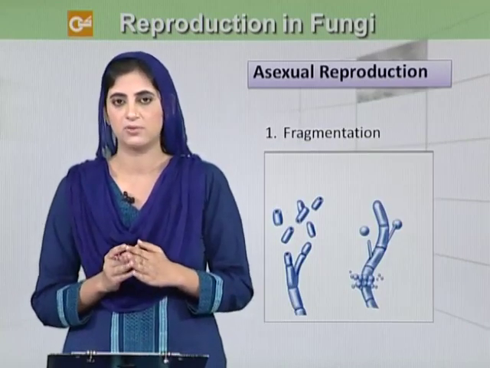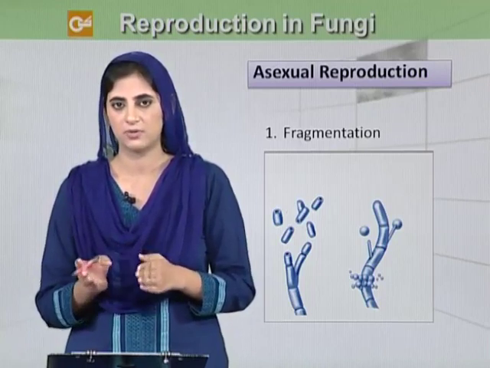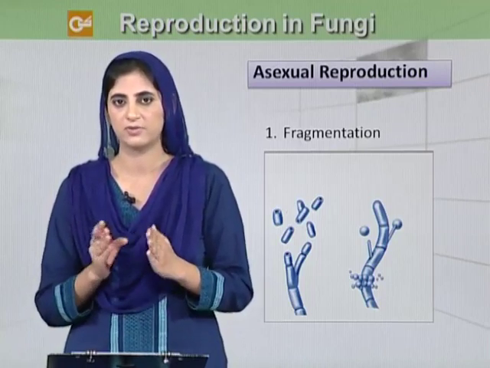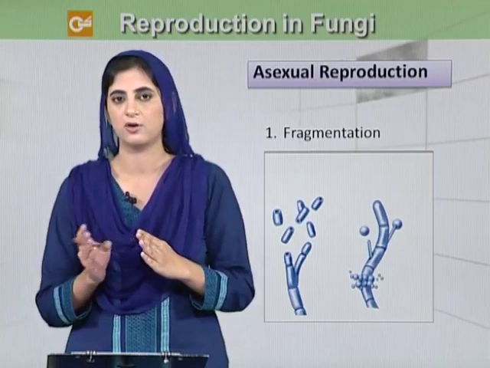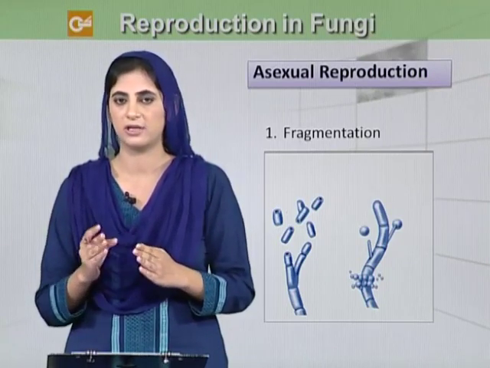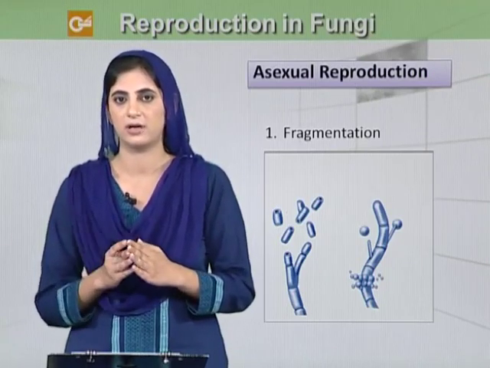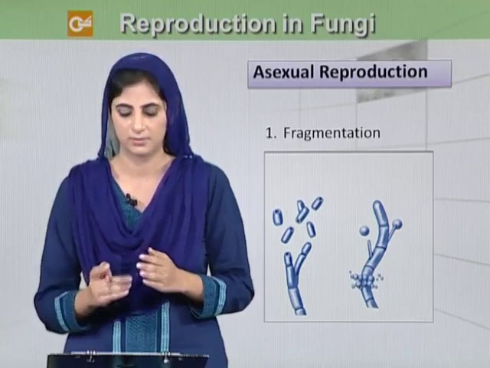The other one is fragmentation. In this type of asexual reproduction, fragments are produced from a single hypha, and these fragments grow in turn into hyphae and in turn form mycelium.